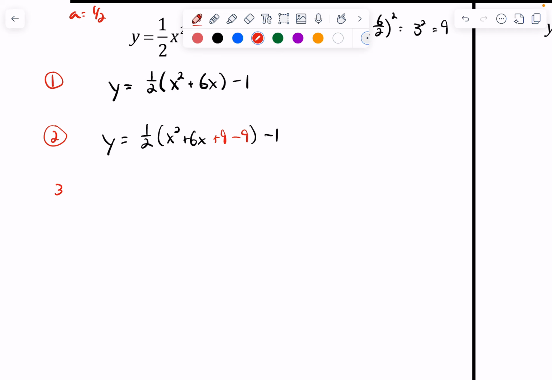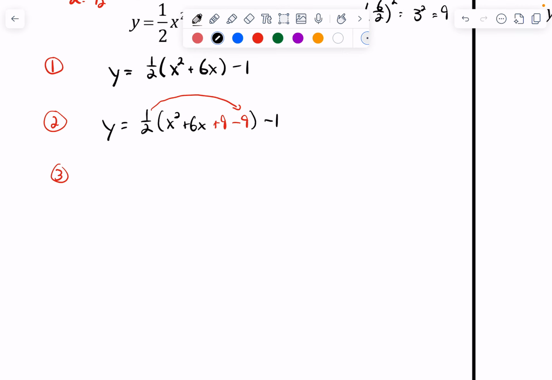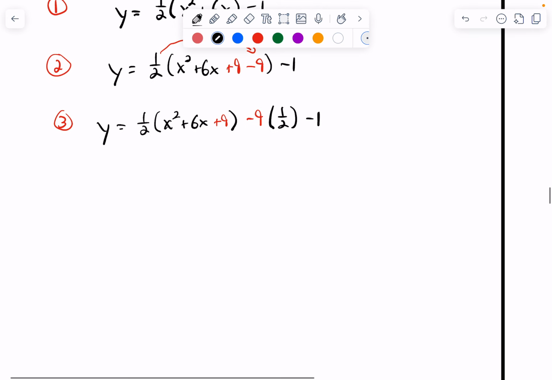So now, step 3, take this half, multiply that by the negative 9 there. So you'll get y equals 1/2 still in front, x squared plus 6x. You keep the positive 9 inside the bracket. And then on the outside you have minus 9 multiplied by 1/2, and then you still have that minus 1 in the back, okay?